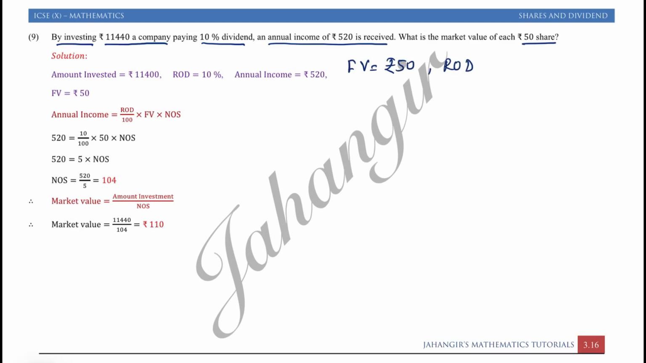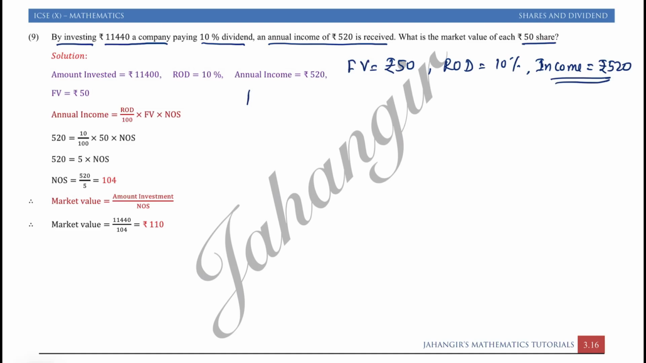ROD is 10%. Income is rupees 520. So with income formula, we can find number of shares. Whenever income is given, always first find number of shares.